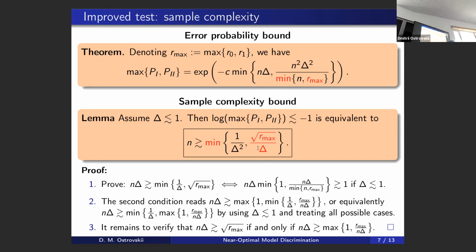So your sample complexity is the best of the two things: 1 over delta square, as for the basic test, and the reduction which is rank dependent. So it's square root of R max, the worst of the two ranks, over delta. So what we see is that the complexity doesn't depend on D per se, on the dimensionality of theta, because this is an estimation quantity and not the prediction quantity, strictly speaking. But it depends on the ranks. But it depends on the ranks in this way.